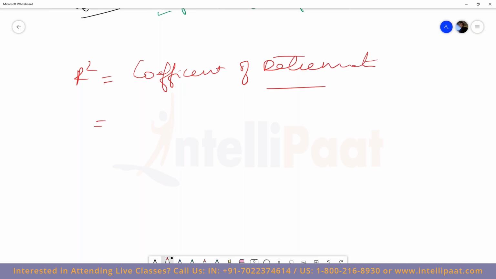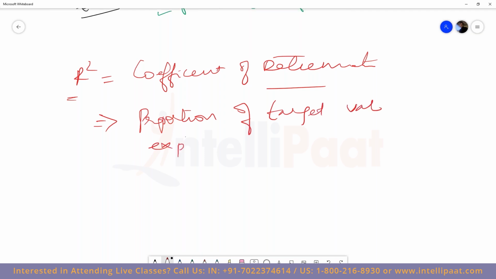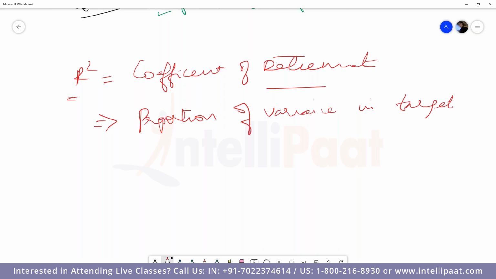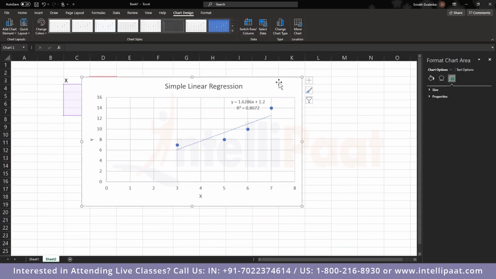Basically, what R squared talks about is the proportion of variance in the target variable, or your dependent variable, I'm sorry, explained by the model. So when you see your R squared is 0.8, what we are simply saying is that 80% of the variability in your target variable has been explained by this particular model. The model you see currently explains 80% of the variability in my target variable.